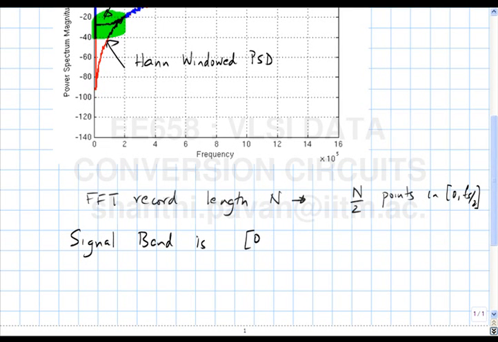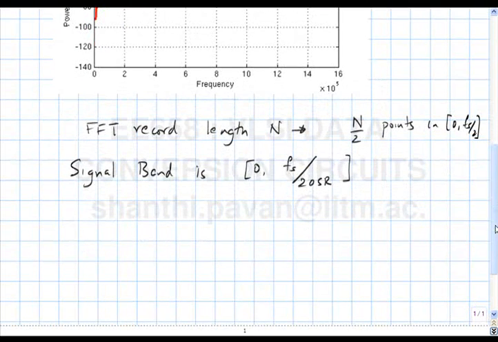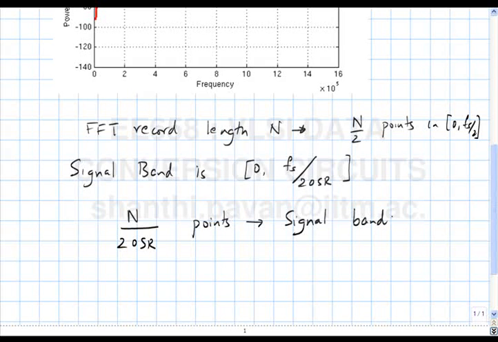But the band we are interested in, the signal band, is 0 to fs by 2 times OSR, correct? So how many points are there as far as we are concerned? We are trying to compute signal to noise ratio. So the number of bins that we are actually interested in is the first N by 2 times OSR points in the signal band.